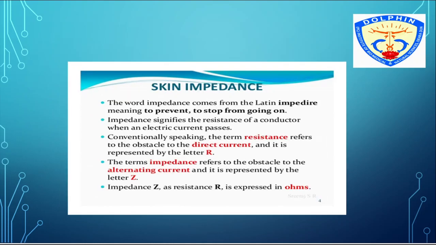Now, what is skin impedance? The word impedance comes from the Latin word impedere, meaning to prevent, to stop from going on. Impedance signifies the resistance of the conductor when electrical current passes through your patient's body. Conventionally, the term resistance refers to the obstacle to direct current and is represented by R. Impedance refers to the obstacle to alternating current and is represented by the letter Z. Impedance is Z, resistance is R, and it is expressed in ohms.